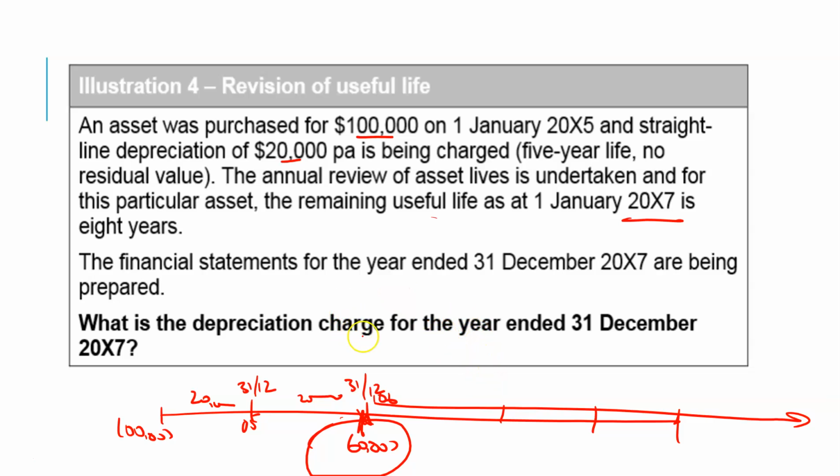So really, it says what is the depreciation charge for the year ending 31st of December? Well, that's 60,000 divided by 8, right? Because it's going to now be the new depreciation falling over the period of time. So that's 60,000 divided by 8, which is 7,500. So now we have a new depreciation charge going through the accounts for the next 8 years. And let's quickly look at the next one before we take a break.